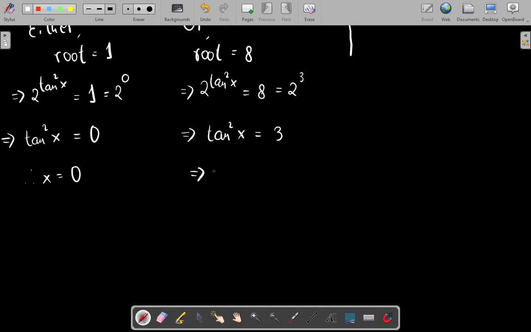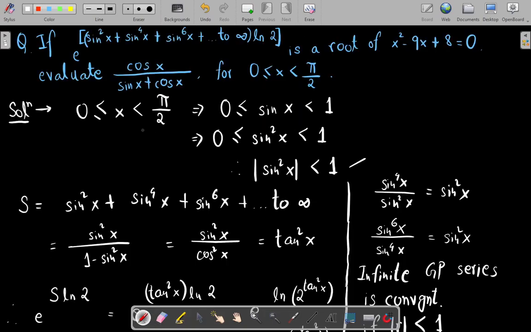Sorry, my bad. This will imply first of all that tan x is 0, and then it will imply that x is 0. In the other root, this will imply that tan x is root 3. We are taking the positive root because this x is in the first quadrant.